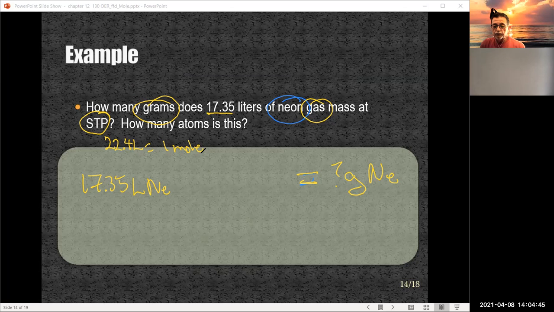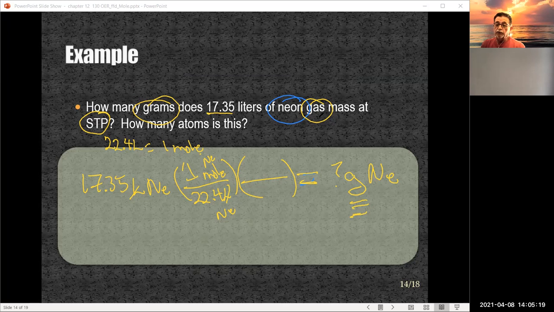So what is it? We can put the first conversion factor, 22.4 liters of neon, because liters cancel, to give me 1 mole of neon. Leaving me with moles of neon, and my liters cancel. That takes care of the liters, but it leaves me in moles. Well, I need one more factor, do I not? Because the question asked me for grams.